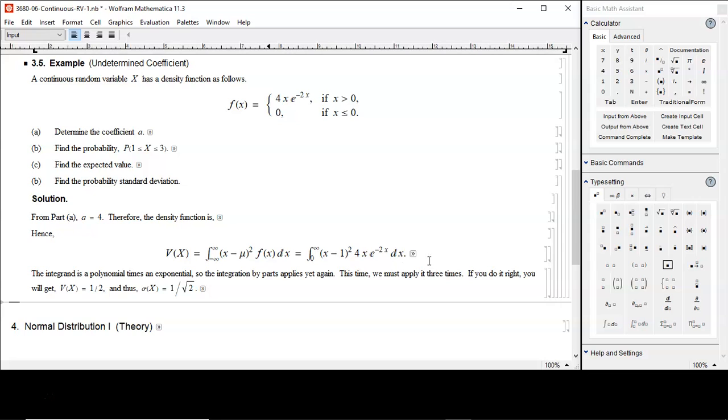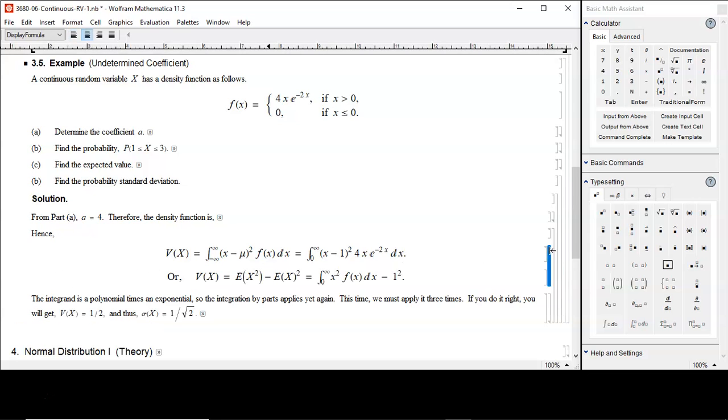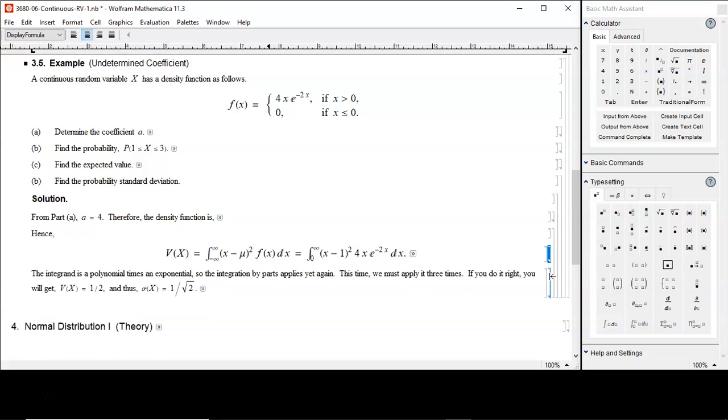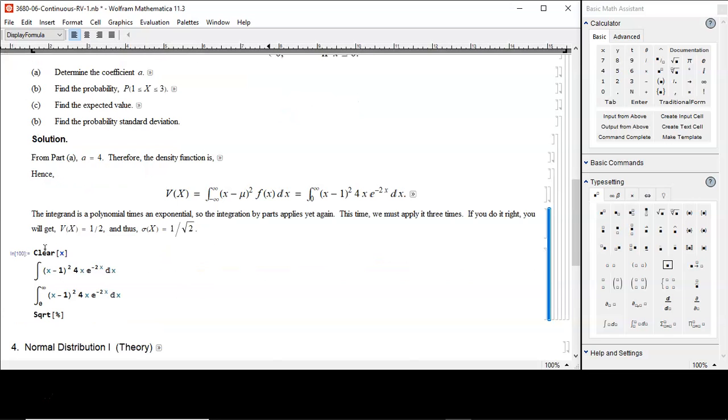Now, if you have to do this with the traditional method, I guess I didn't bother doing that even here. If you try to do this computation with integration by parts, probably 3 times, you're not going to like it. But then again, we're using a computer algebra system here.